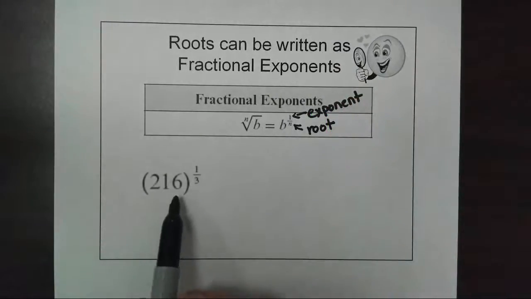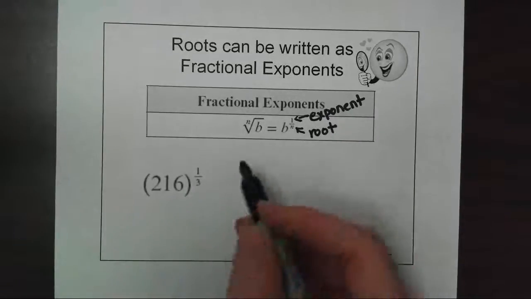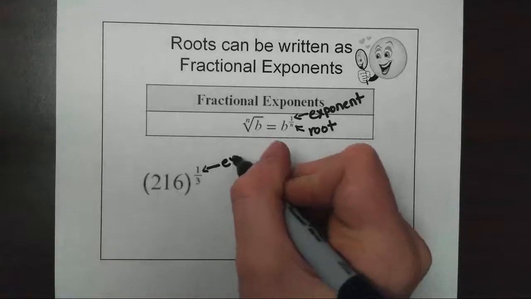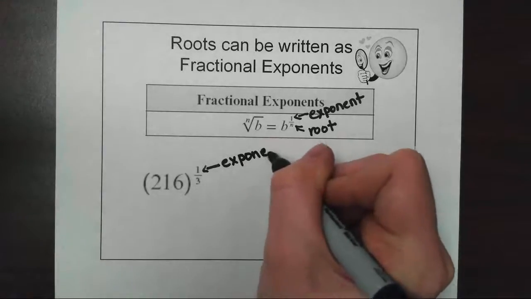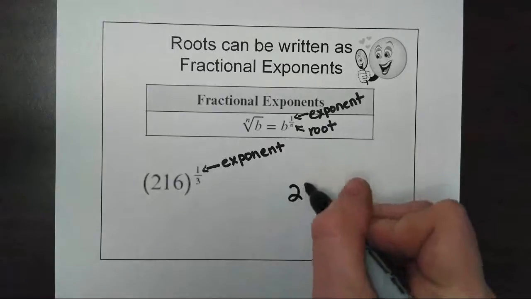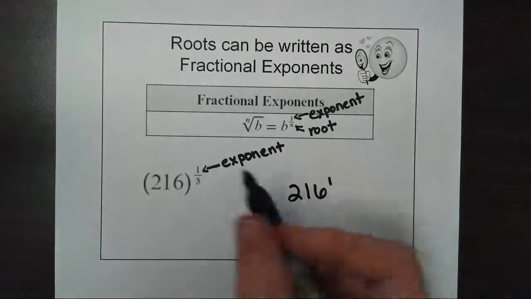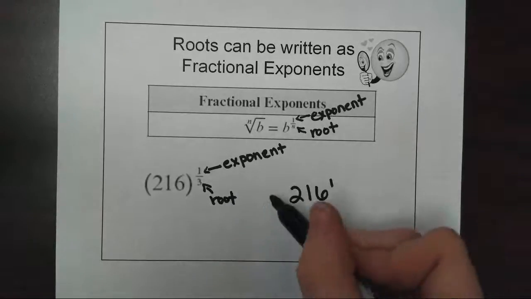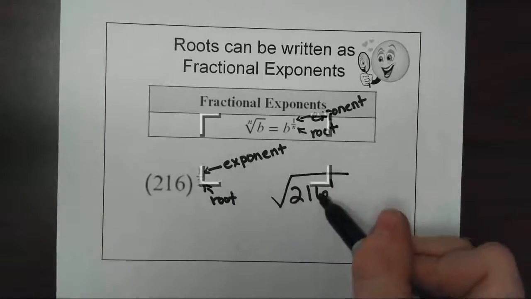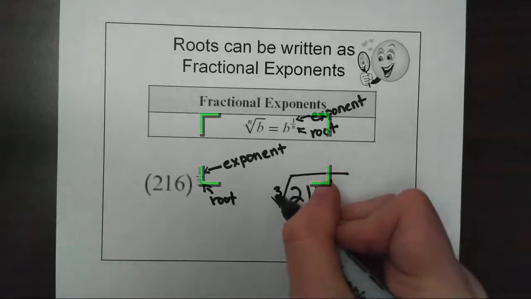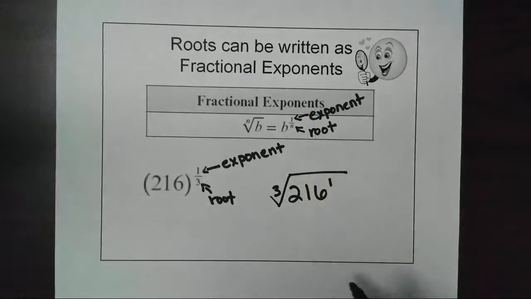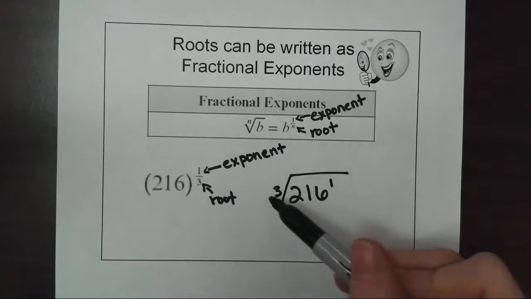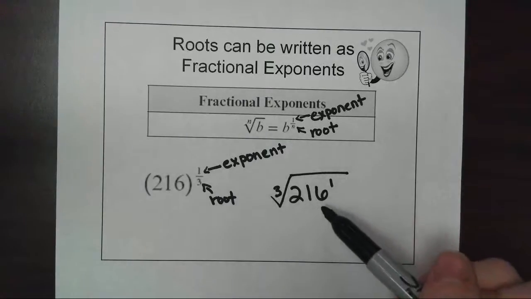So in this case, we have 216 to the 1/3 power. This number on top is the power, or the exponent, on the 216. So we're taking 216 to the 1st power. This number on bottom is the root that we're finding. So I'm taking 216 to the 1st power and finding the cubed root of that. So if I rewrite this fractional exponent as a root, it would be the cubed root of 216.